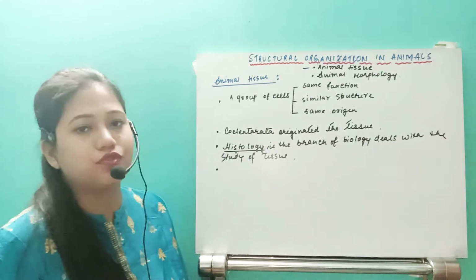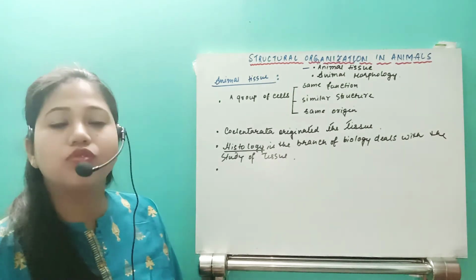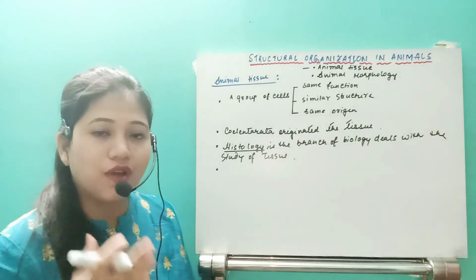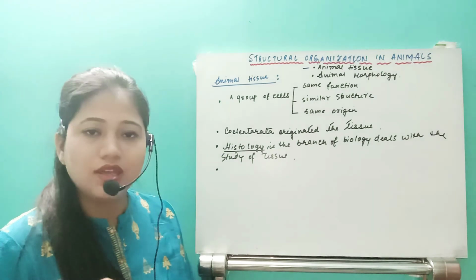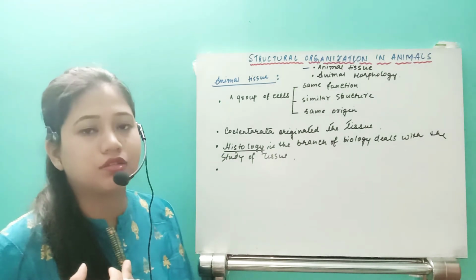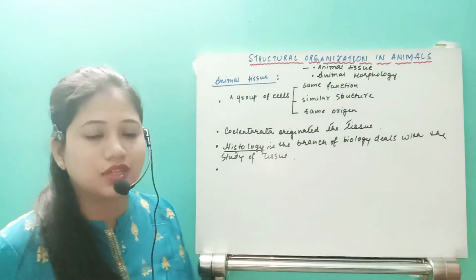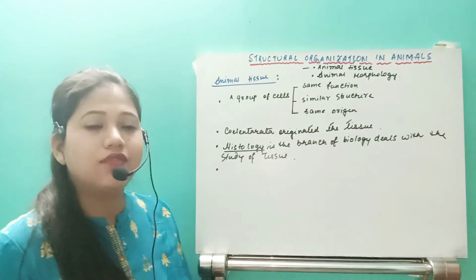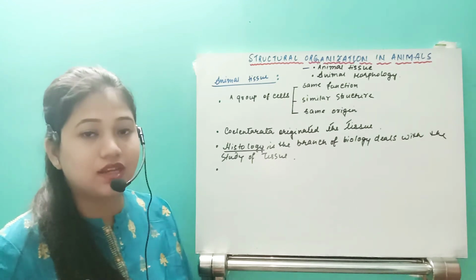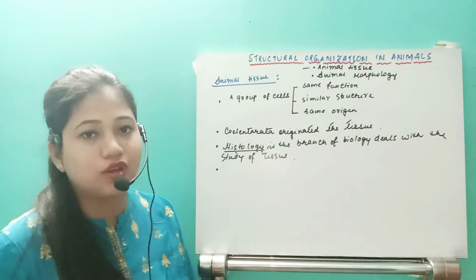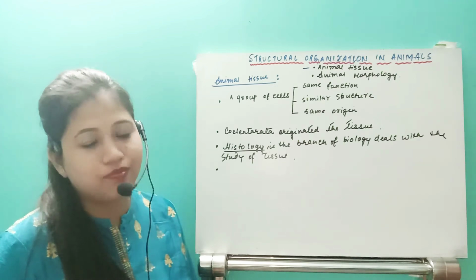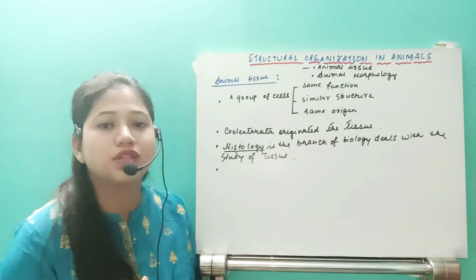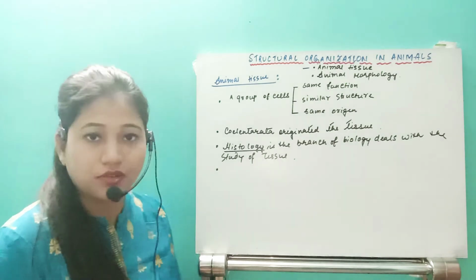Next point, you have to know the main reason why the tissue actually originated. See, in the phylum Porifera, what we have seen, the level of organization is cellular, right? And whenever it comes to the next phylum, that is Coelenterata, what happened? Tissue level of organization started. So what is the difference between the cellular grade and tissue grade, right?